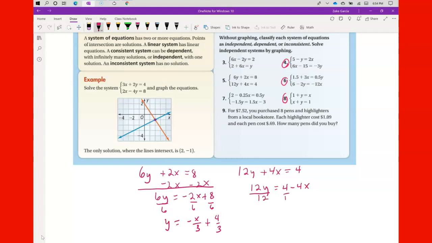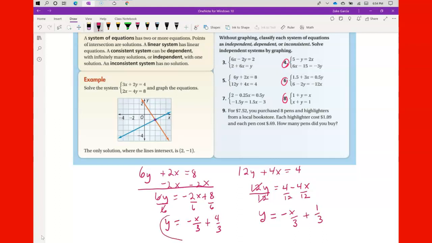Divide by 12, divide by 12, divide by 12. So we have y equals 12 divided by 12 is 1. 4 over 12. Well, we know negative 4x divided by 12 is negative x over 3. And then 4 over 12, 4 is divisible into 4 and 12. So this will be plus 1/3.